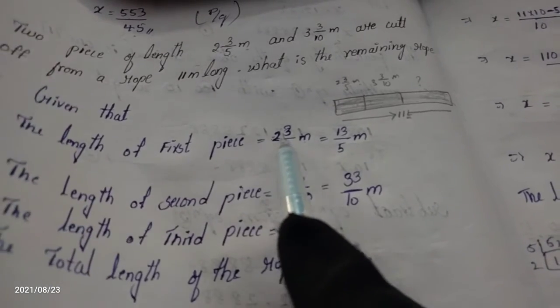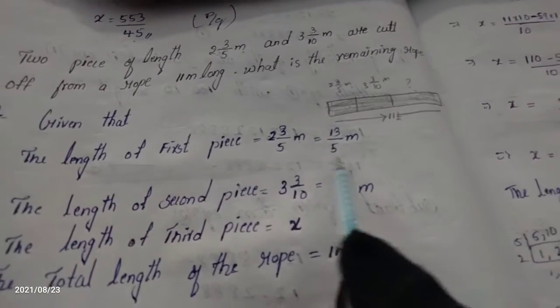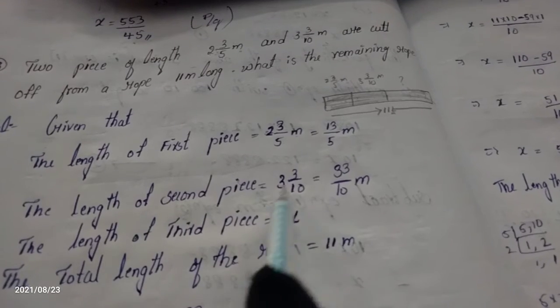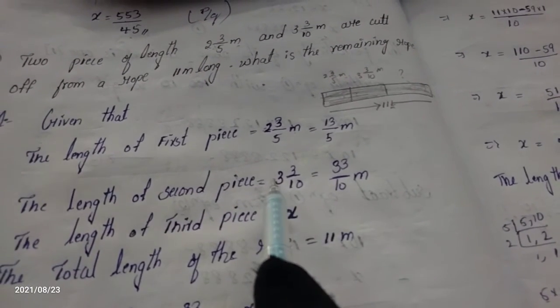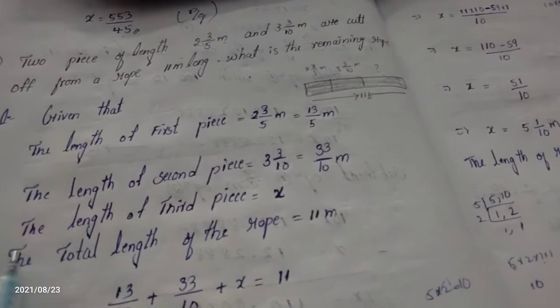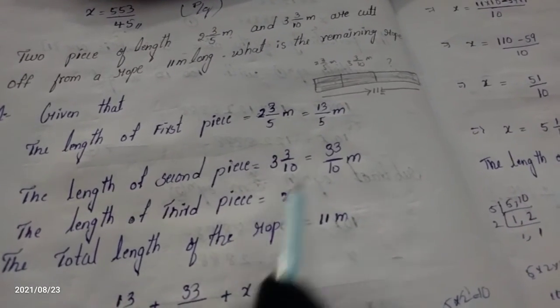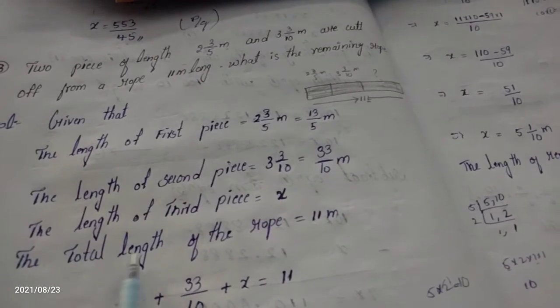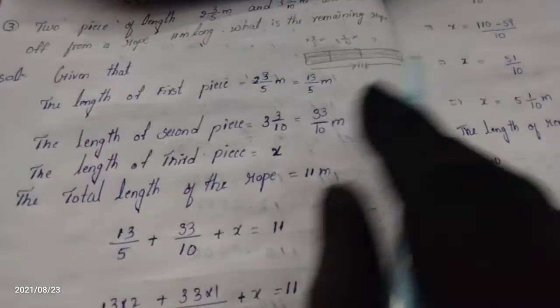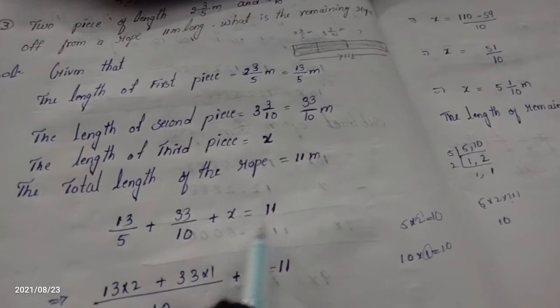2 5s are 10, 10 plus 3 is 13 by 5. The length of the second piece is 3 into 3 by 10: 10 3s are 30, 30 plus 3 is 33 by 10. The length of the third piece is what we have to find, so we take it as x. The total length of the rope is 11 meters. Just add the 3 pieces.